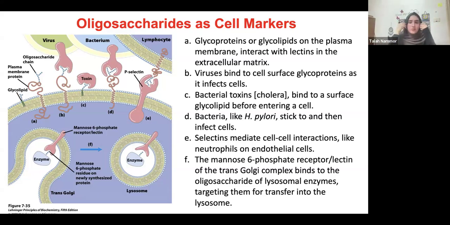You don't really need to know this. The very, very details of it are not important. You just need to know it's something that is found on the cell. So oligosaccharides can be bound to a glycolipid or a glycoprotein, or a plasma membrane protein, on the surface of the cell membrane, and they are involved in cell-to-cell interaction, whether it's with a virus, bacteria, a toxin, other cells, anything.